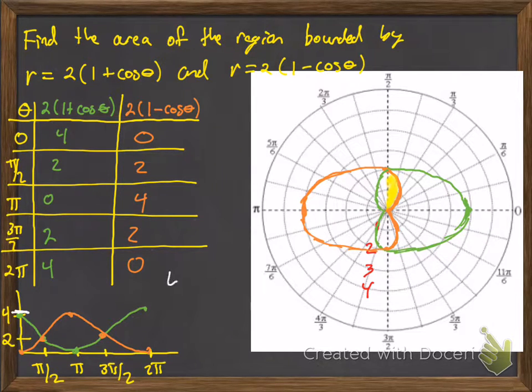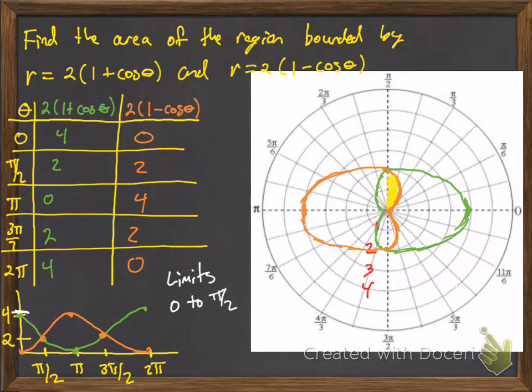Okay, now we're going to go ahead and go from 0 to pi over 2, and that's going to be this region here, and that's going to be using the orange graph. So the orange graph is kind of bounding that area there, and then we're going to multiply that by 4. So our limits are going to be 0 to pi over 4.